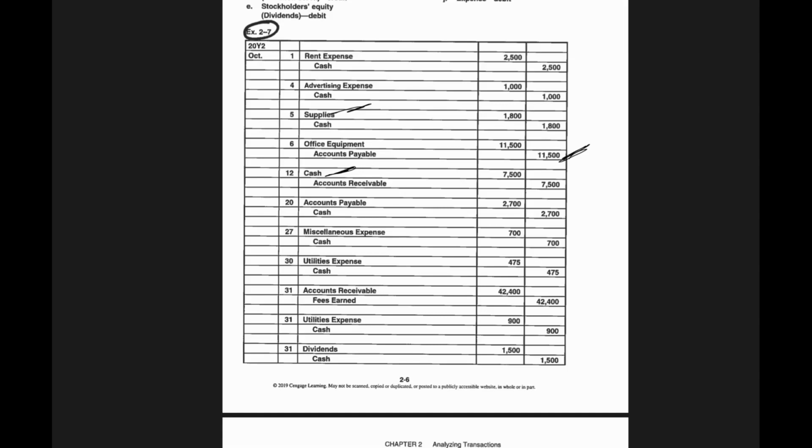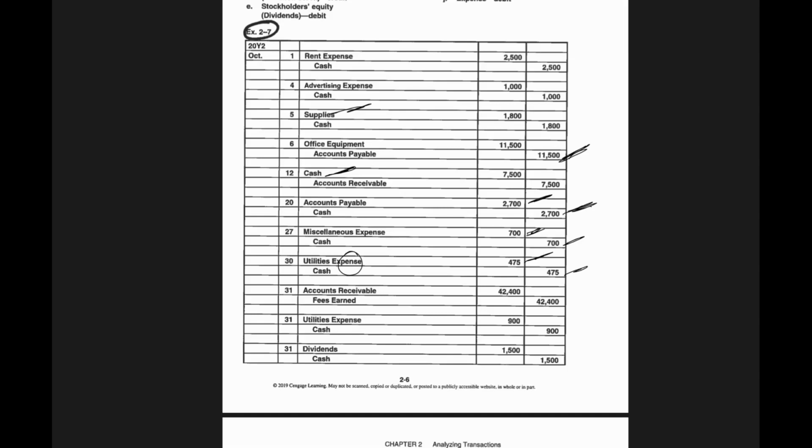Paid a creditor on account. Now this would be like the flip side of number 12. We are paying the cash on something that we charged. On the 27th, we paid cash for some more miscellaneous expenses, debit expense, credit cash. On the 30th, we paid a telephone bill, so we debit utilities expense and credit cash.